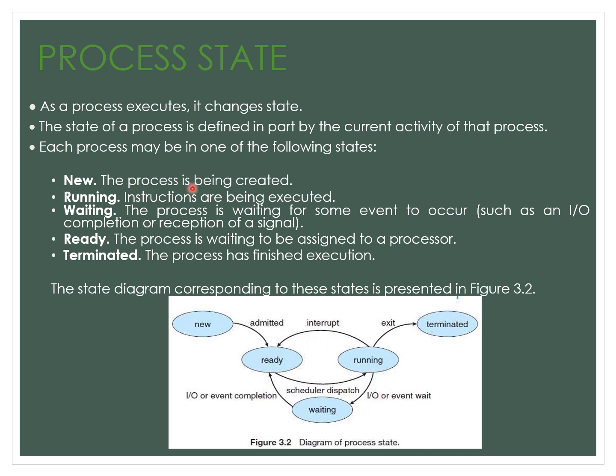New, the process is being created. Running, instructions are being executed. Waiting, the process is waiting for some event to occur. Ready, the process is waiting to be assigned to a processor. Terminated, the process has finished execution.